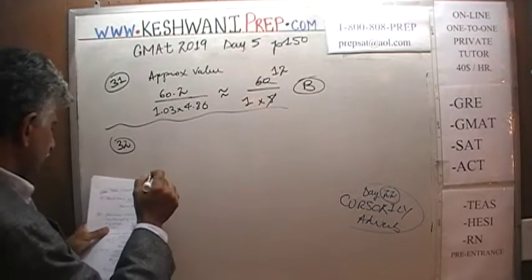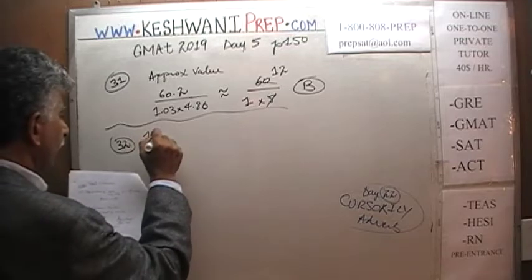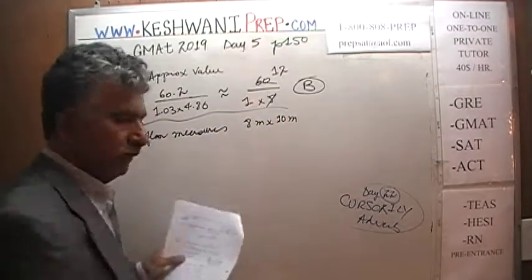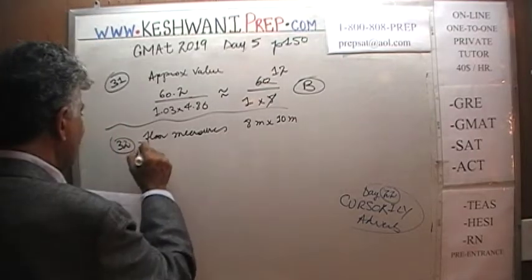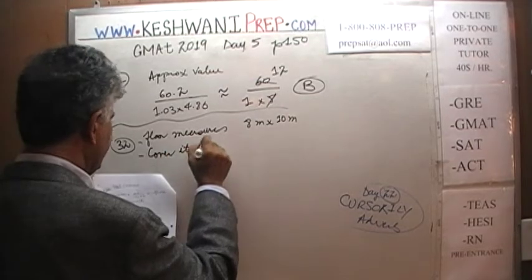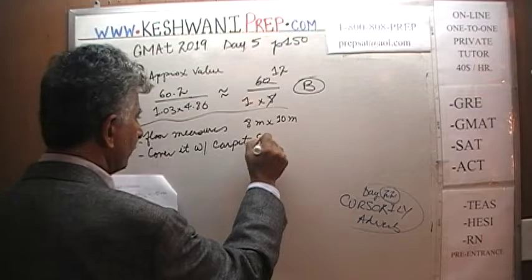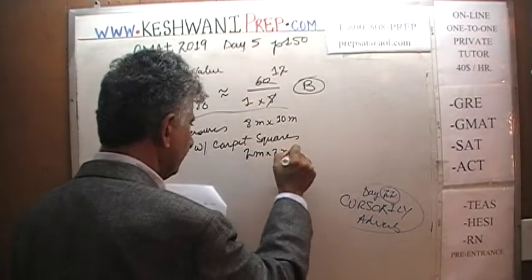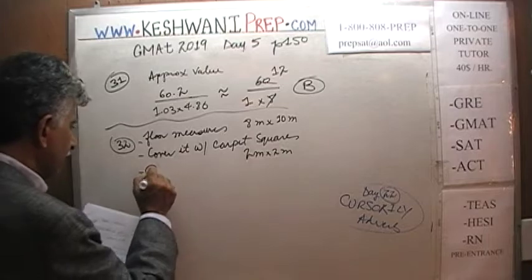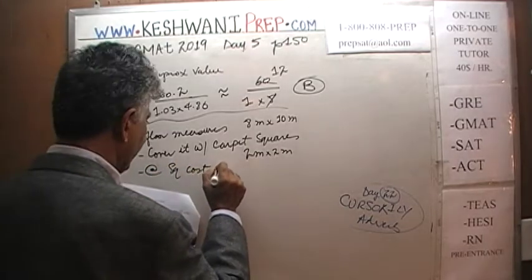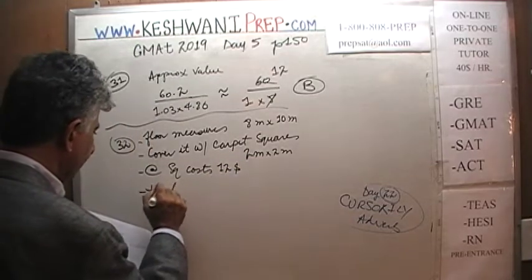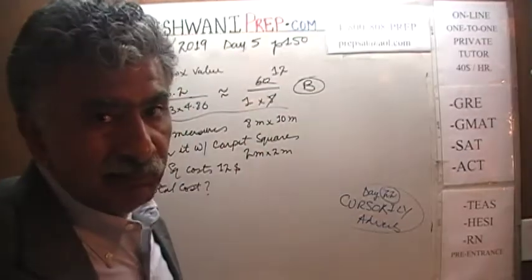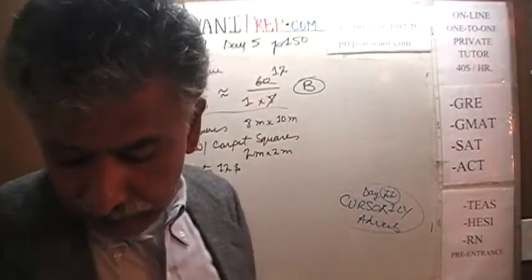In 32, they tell us that the floor measures 8 meters by 10 meters. We're going to buy carpet squares and cover the floor. The carpet squares come in the dimension of 2 meters by 2 meters. We are further told that each carpet square costs $12. The question is, what's going to be the total cost of covering this floor with these carpet squares?